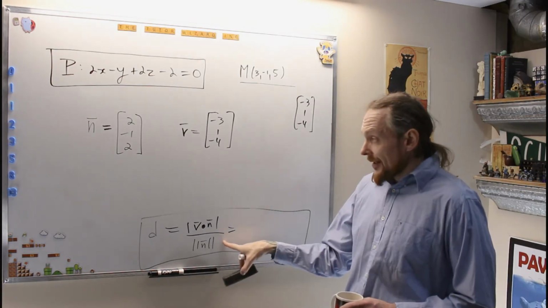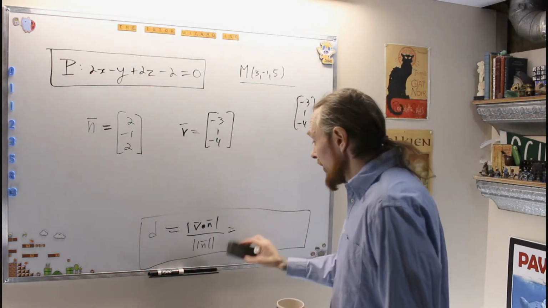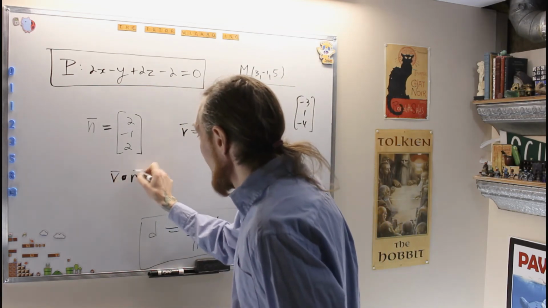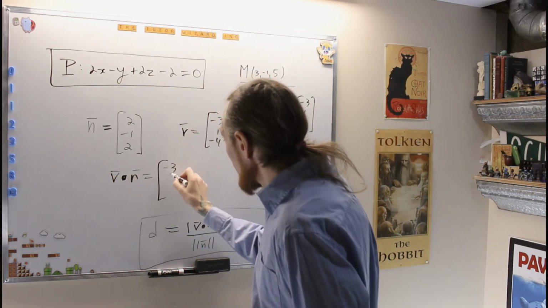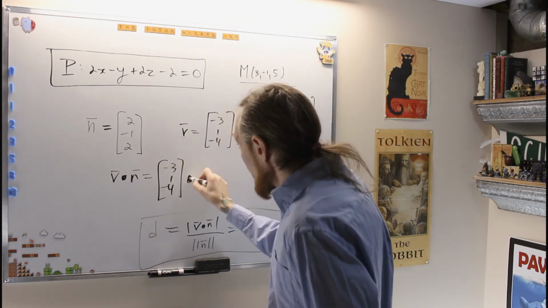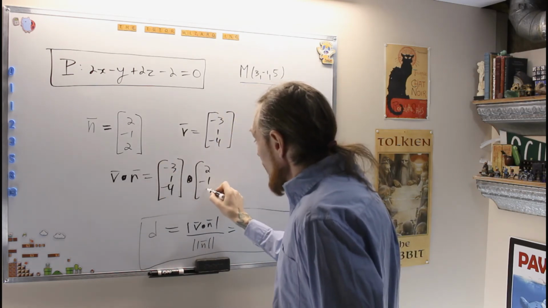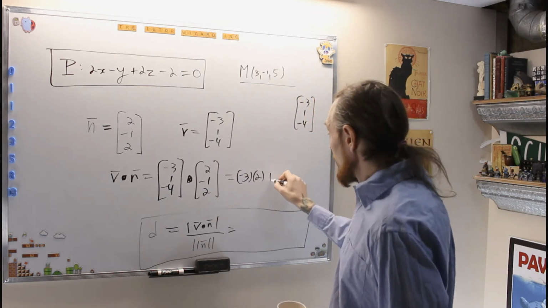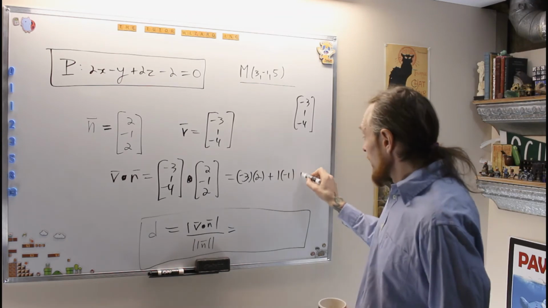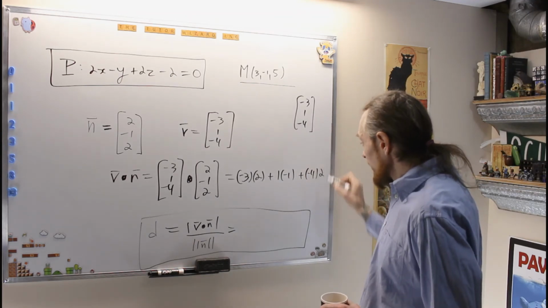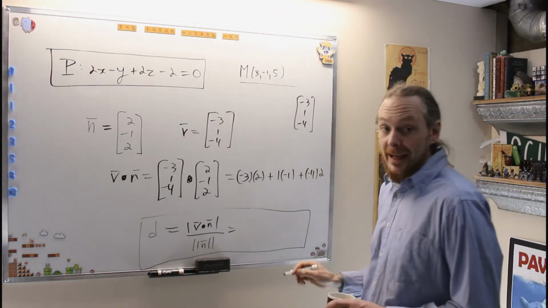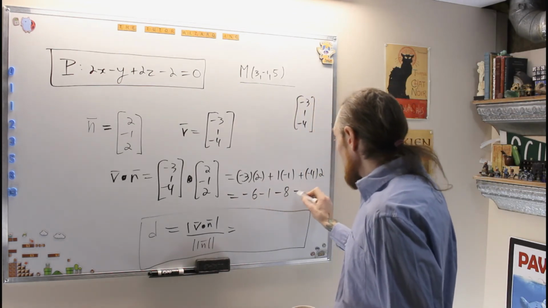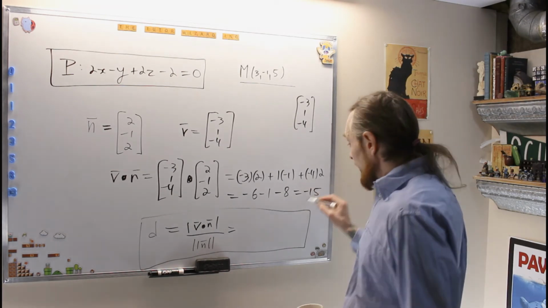Let's do these as side calculations. Basically what we're going to do is I need v dot product with n, which is (-3, 1, -4) dot (2, -1, 2), which is equal to -3 times 2 plus 1 times -1 plus -4 times 2. I see specifically it is negative, so the angle is obtuse, which is -6 minus 1 minus 8, which is -15.